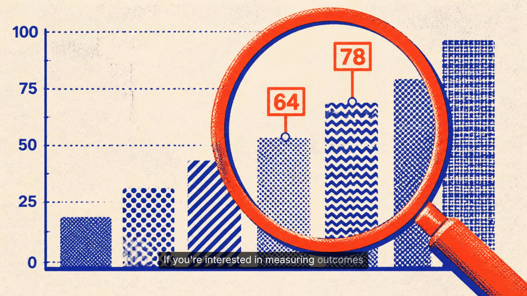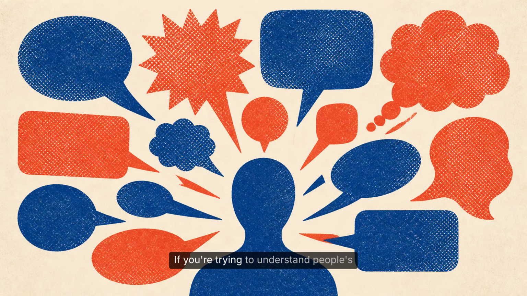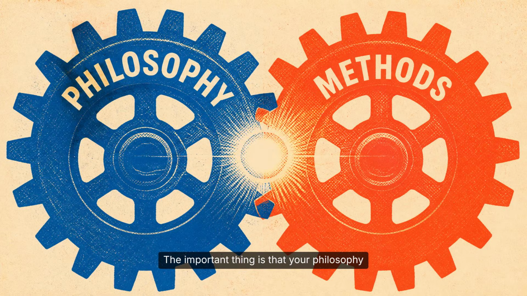If you're interested in measuring outcomes and identifying patterns, one philosophical approach may be suitable. If you're trying to understand people's experiences, beliefs, or perspectives, another approach may be more appropriate. The important thing is that your philosophy aligns with your research question and the methods you choose.